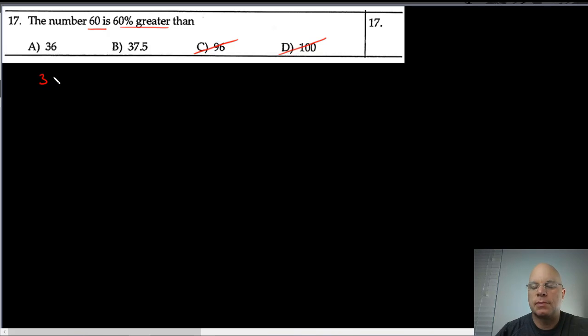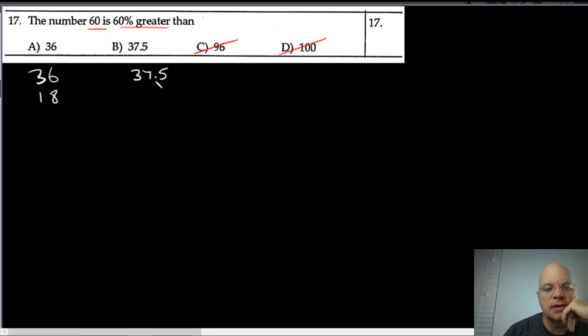Okay, so here's 36. 50% of 36 is 18. And so if that's 50%, a fifth of that is going to be some decimal number. It doesn't seem like that. If I add 10% to that, I'm not going to get a whole number. I'm not going to get 60. I feel like it must be 37.5.